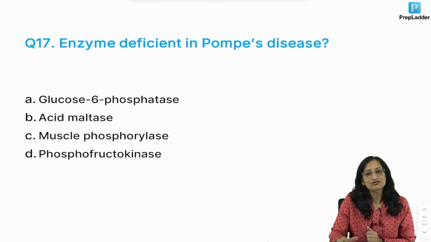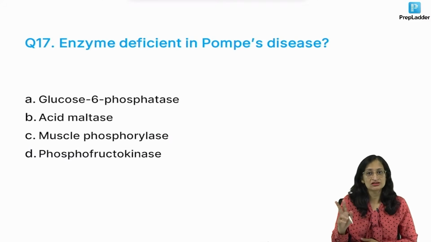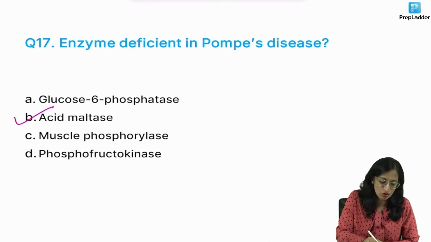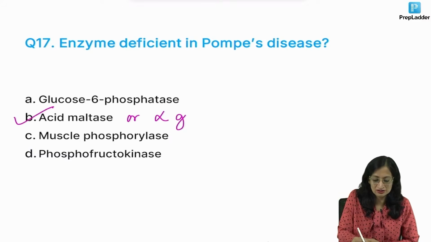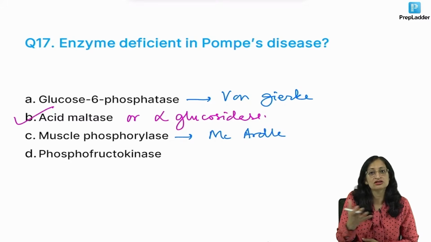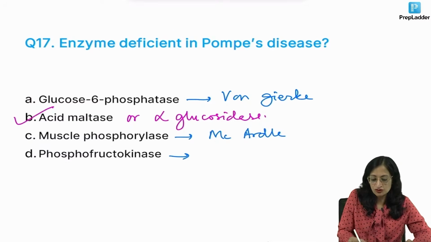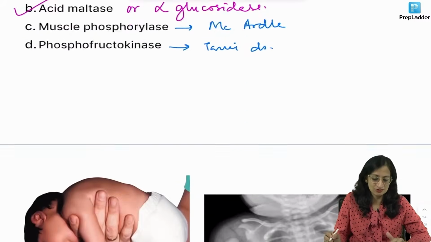Right. Enzyme deficient in Pompe disease. So, Pompe disease is a form of glycogen storage disorder type 2 GSD where mainly muscle is involved. We know it is acid maltase or it is also called alpha glucosidase. Okay. Glucose 6-phosphatase is deficient in which disorder? We all know glucose 6-phosphatase deficiency is von Gierke disease, right? Muscle phosphorylase deficiency, McArdle disease, where it can present in adolescents with myoglobinuria, exercise fatigability, calf muscle pain and so on. Phosphofructokinase deficiency is Tarui disease, which is also muscle GSD, okay, type 7 GSD.